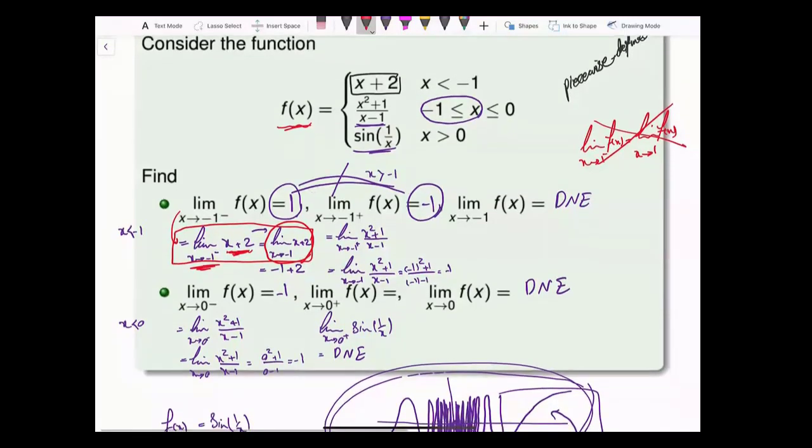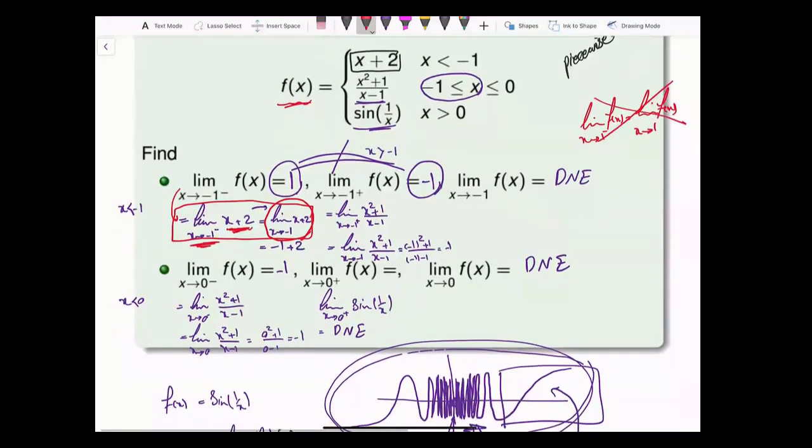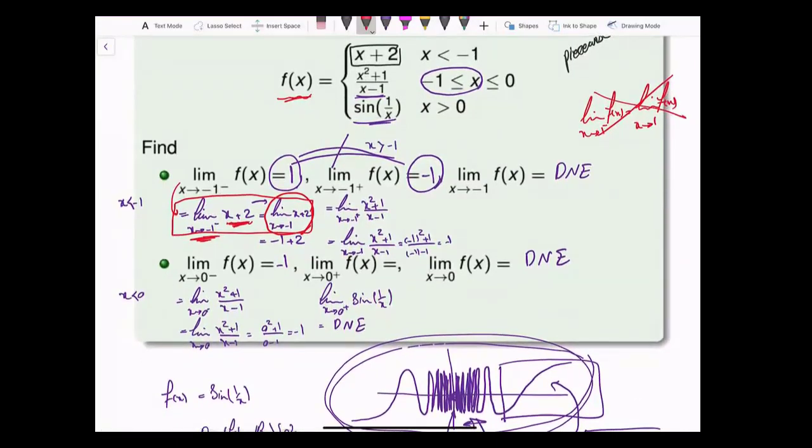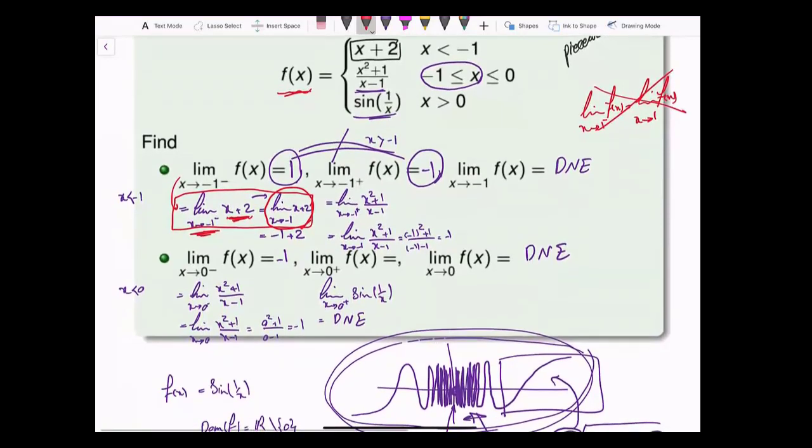Oh, teacher, I cannot understand why the second function, the limit as x approaches -1. But I always think the sine 1 divided by x is also included in this range.